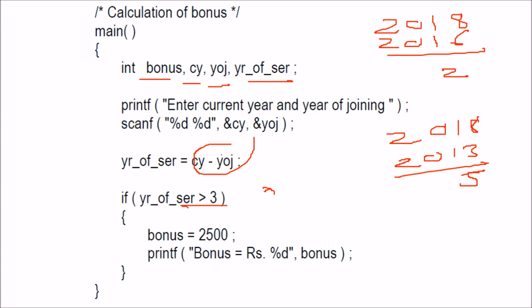So what we will do here is we'll take the difference of current year and year of joining, we'll enter current year and year of joining, and this year of service will be compared with 3. If it is greater than 3, then we want to execute 2 lines. How to execute 2 lines? We have to give it inside a brace. So these 2 lines are inside the brace. And if it is less than 3, we don't execute these 2 lines.